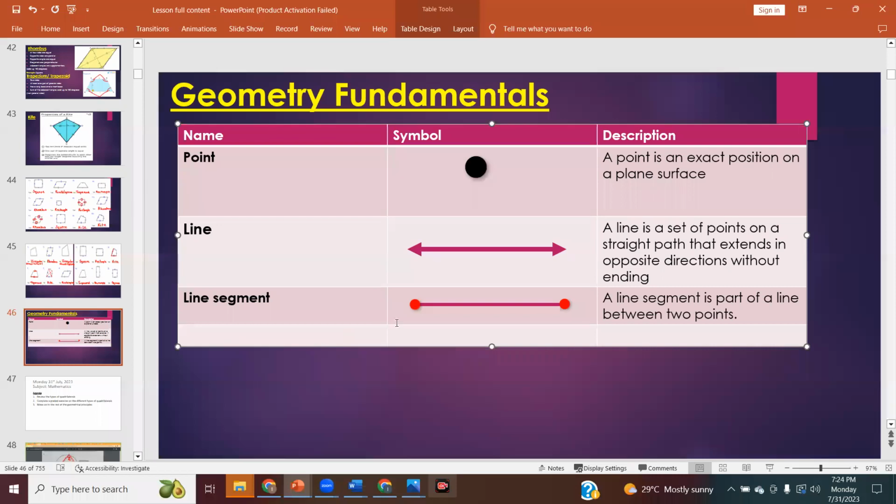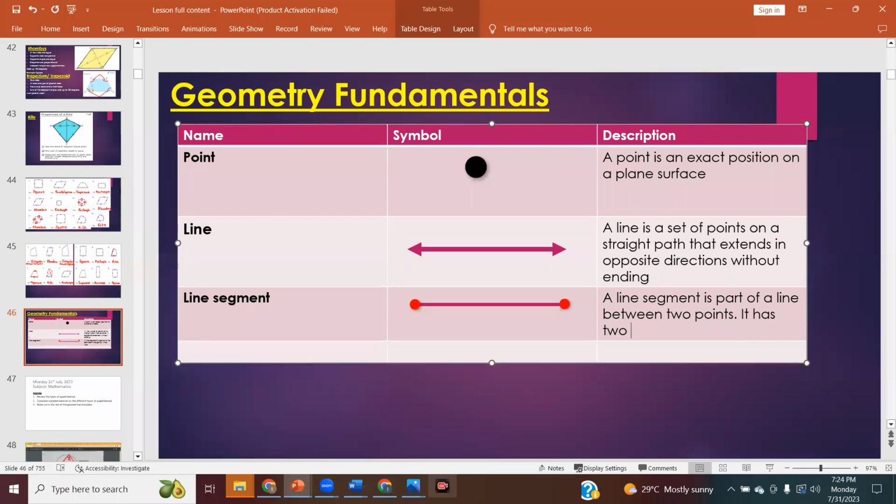Okay, so the difference between a line segment and a line is that a line segment has two endpoints, whereas a line doesn't have any endpoints. Maybe I should put that down so you can see it. All right. The next thing that we need is a ray. That's the next geometrical shape, I'd say. Now when we look at the ray, okay.